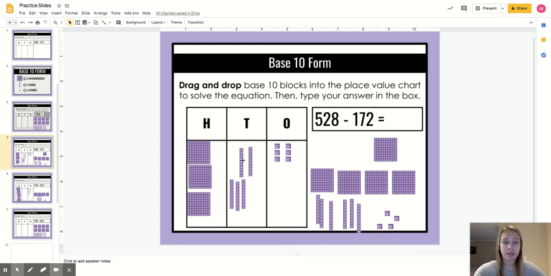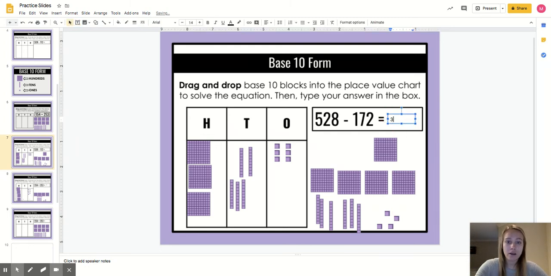I've got 3 hundreds in the hundreds place, 1, 2, 3, 4, 5 tens in the tens place, and 6 ones in the ones place. So I can come over here and I'm going to type in the number 356.